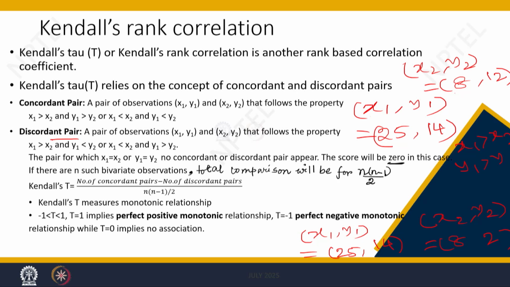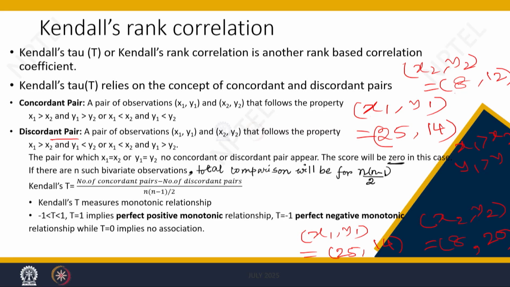In case we change y2 to, say, 20, then you will see the reverse inequality. x1 is bigger than x2, but y1 is smaller than y2. y1 initially was 14 and y2 for the second observation is 20. So the inequality is reversed. In that case we will say x1, y1 and x2, y2, these two pairs, are discordant.